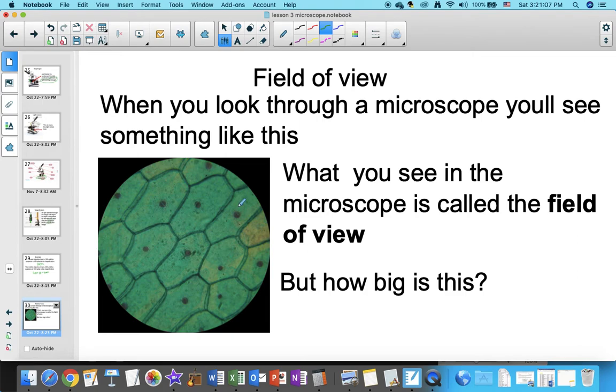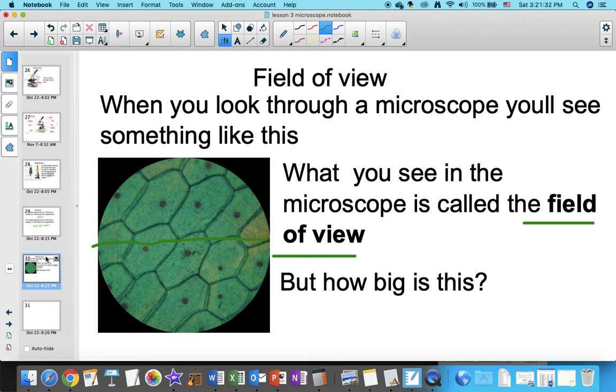So when you look through a microscope, you'll see something like this. And the area, or what you see, is called the field of view. And this can be centimeters to even a millimeter to even less than that. And so the field of view will always look the same through the microscope, but because of how much you're focusing on it, the distance might be from 1 centimeter all the way down to millimeters or even smaller.